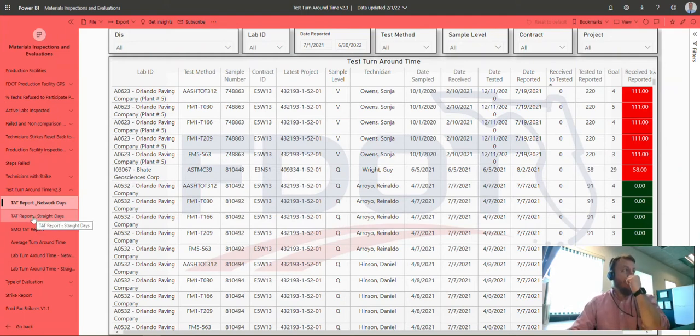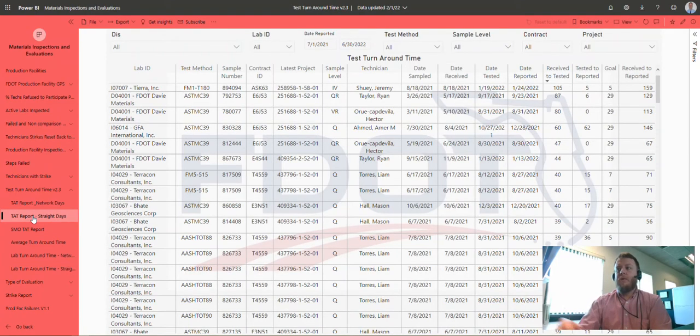So, on a network days report, if sampled on Thursday and reported on Monday, that's just going to be 2 days, Friday and Monday. If it's on the straight days report, that same situation would be 4 days, Thursday, Friday, Saturday, Sunday, or Friday, Saturday, Sunday, Monday. So depending on how you want to evaluate or look at how those things get turned around, there's two options there, network and straight days.